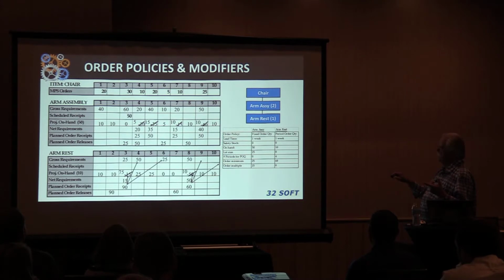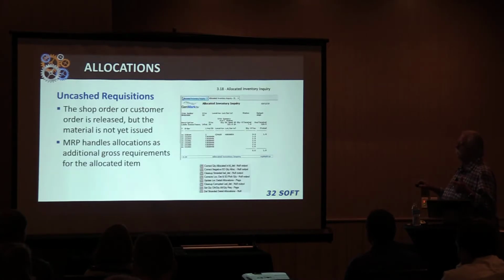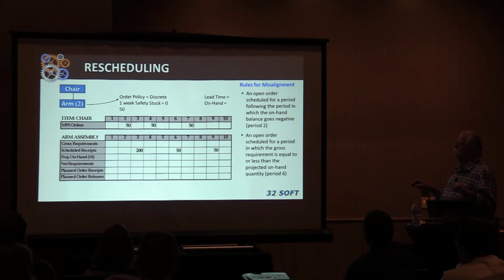You can see how critical the spacing or the logic of these lead times, safety stocks, lot sizes, order quantities, and max quantities are. So allocations, basically uncashed stock receipts. That's what we've got out in the system. And now there are these rules of misalignment. This is basically what MRP is doing with the realignment of the plan.